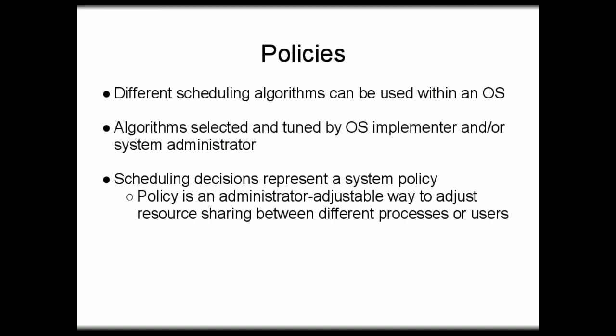Most scheduling algorithms can be tuned to match the specific requirements of the system. In addition, some operating systems, such as Linux, provide multiple different scheduling algorithms that can be selected by the system administrator. The choice of algorithm and the tuning of an algorithm to adjust various parameters are part of system policy. Scheduling policies are set by the administrator to adjust resource sharing decisions, enabling prioritization of different processes or users.